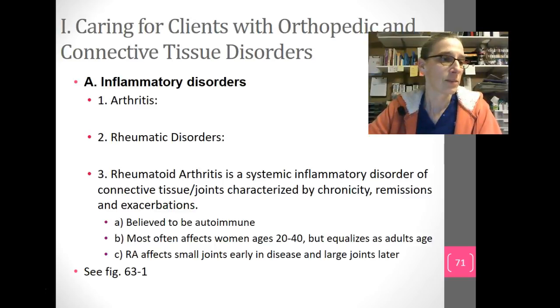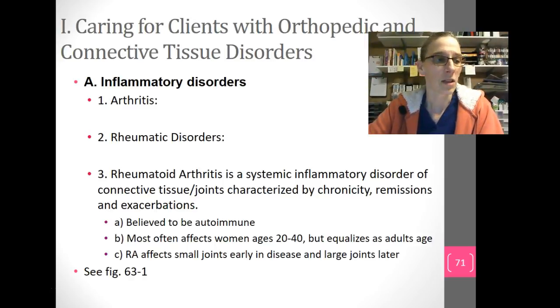Rheumatoid arthritis is believed to be autoimmune. People with rheumatoid arthritis also have a high potential for disability. You wouldn't think just having arthritis would be considered as being disabled, but it can truly cause disability. So autoimmune is when it has a strong genetic association with the HLA, human leukocyte antigen. Most often affects women ages 20 to 40, but equalizes as adults age. RA affects the small joints early in disease and the large joints later in the disease.